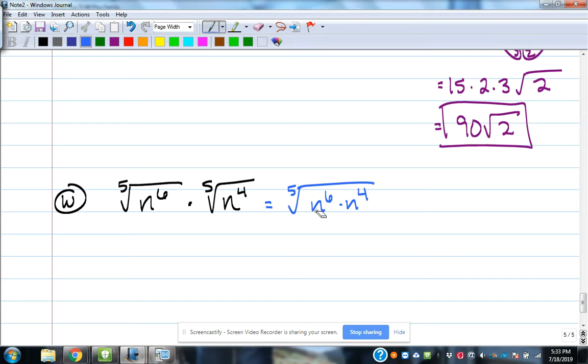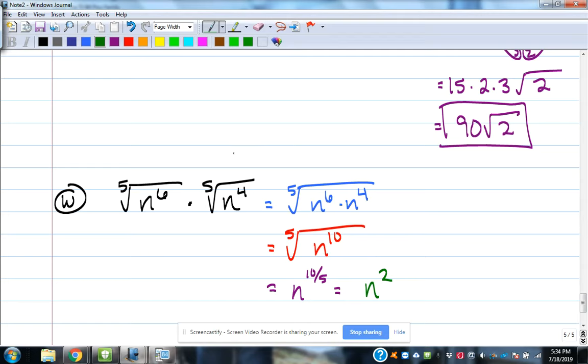They have the same base. So what's the rule when I multiply with the exponents? I'm going to add them up. So 6 plus 4 would be n to the 10th. And this is where taking it from a radical into a rational exponent is key. Here we've got an n to the 10th inside of a 5th root. That's really n to the 10 over 5, which ends up being n squared.